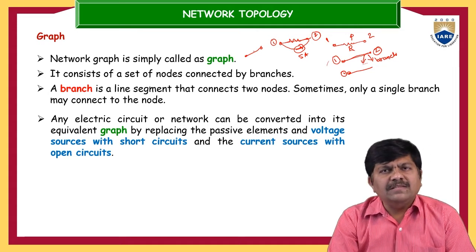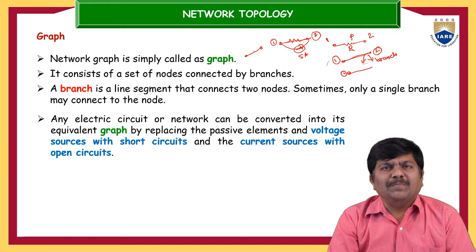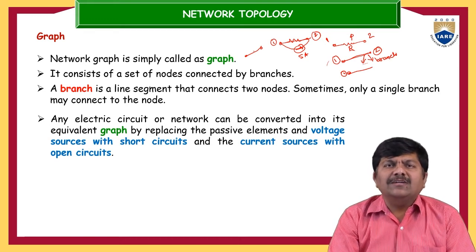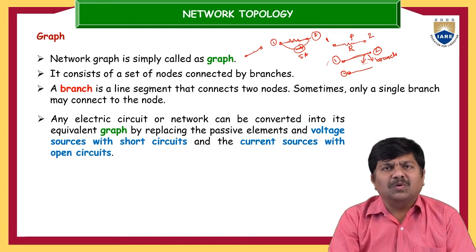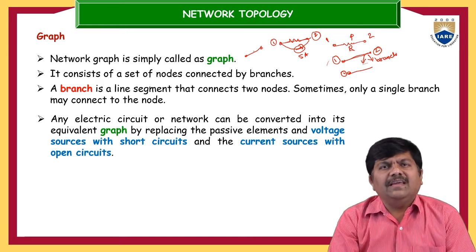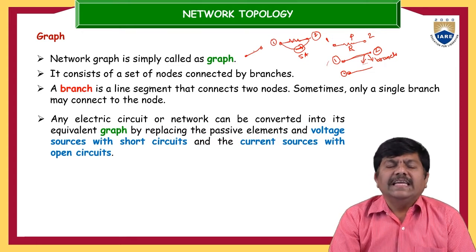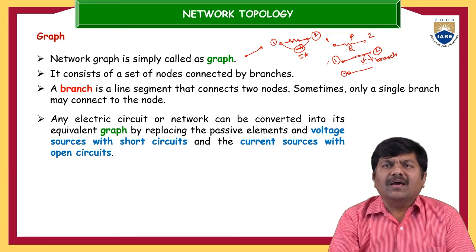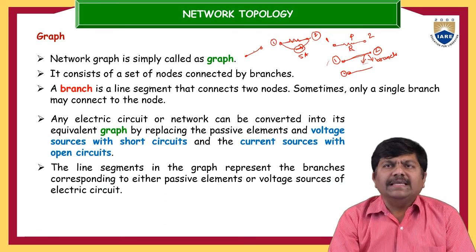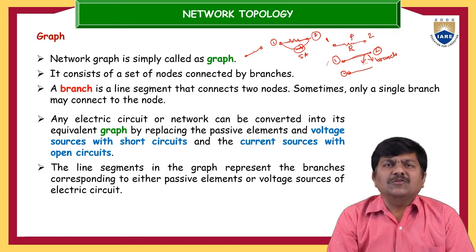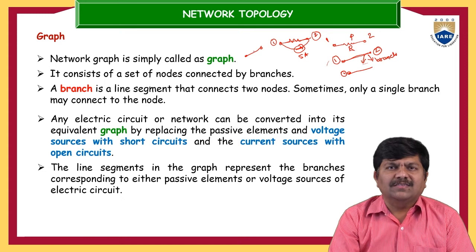So all the passive elements along with the voltage sources should be represented with a solid line segment. Those are the branches, and current sources should be represented with an open circuit, so you will not see any physical branch. This is the method we have to follow to convert any electrical circuit to an equivalent graph. One more important point is that the line segments in the graph represent the branches corresponding to either passive elements or voltage sources of electric circuits only, because current sources we are not going to represent with solid branches.